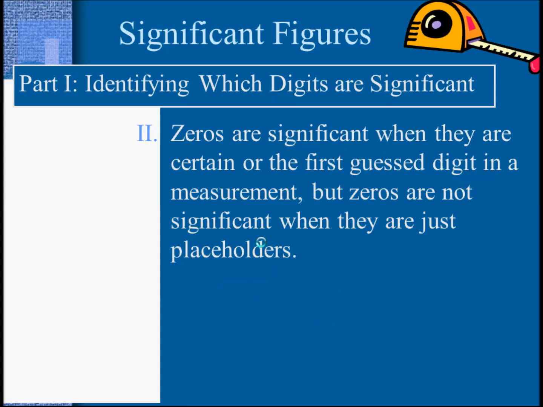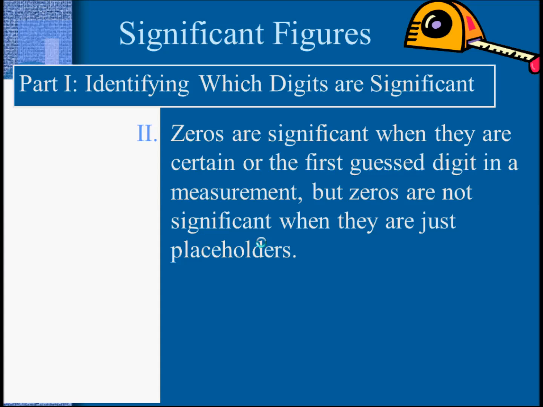Now it's not always that easy. Zeros are the troublemakers, and the reason why is that sometimes zeros are significant digits, meaning that they are part of the measurement. They're a part that I'm certain of, or they might be that first guessed digit, in which case they're significant. But in other cases, zeros are there simply as placeholders. We need the zeros to either make the number that big or to make the number that small.